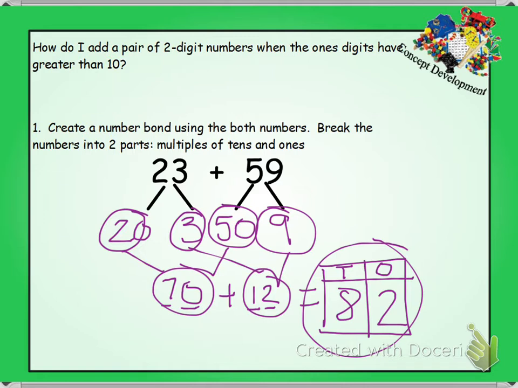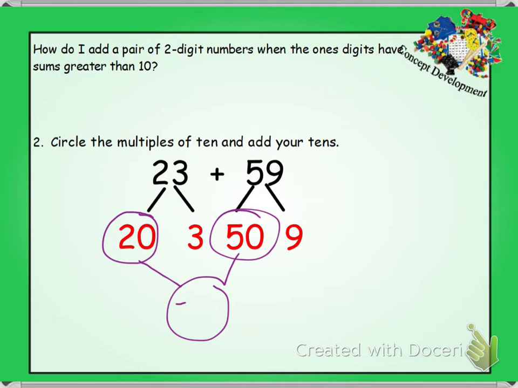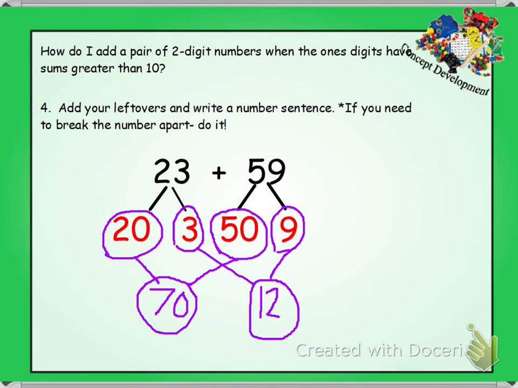Now, I showed you all the different steps in here. Whenever I was solving it, I solved it all at one time. So looking at this, we have 23 plus 59. What we did was we broke it apart into 20 and 3. And then we had 59 into 50 and 9. Then, remember we circled the multiples of 10 and we added them to make 70. Then we circled the ones to make 12. Just like this. Now, then we had to add them together to make 82.